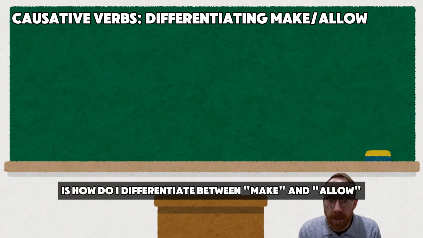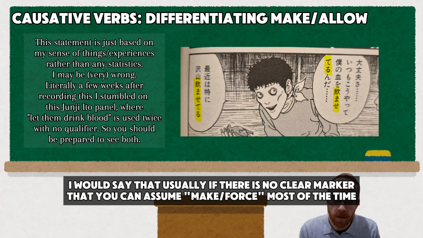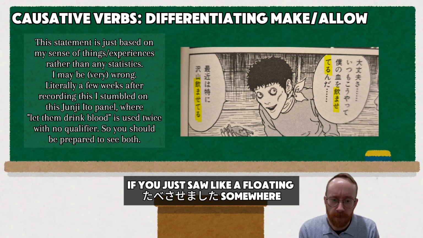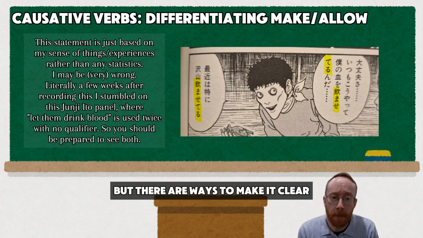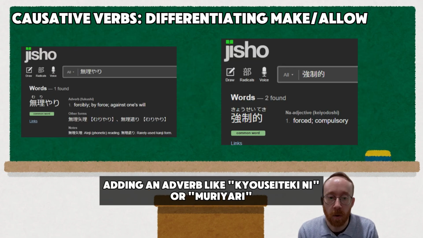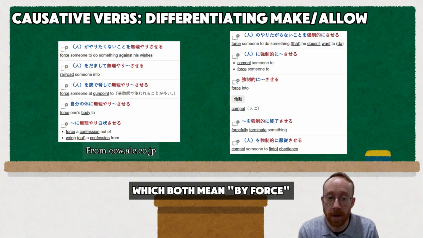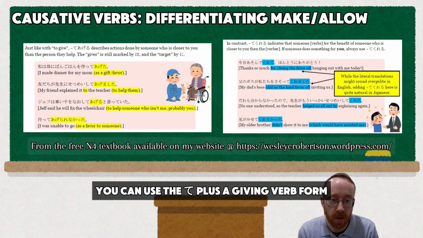Now, the question, of course, is how do I differentiate between make and allow? And that is partially based on context. I would say that usually if there is no clear marker, you can assume make most of the time. If you just saw a floating tabesasemashita somewhere, that's probably forced. But there are ways to make it clear. To make it clearly forced, adding an adverb like kyosei tekini or muriari, which both mean by force, makes it clear. And to make it clear that it's allowed, you can use the te plus a giving verb form.